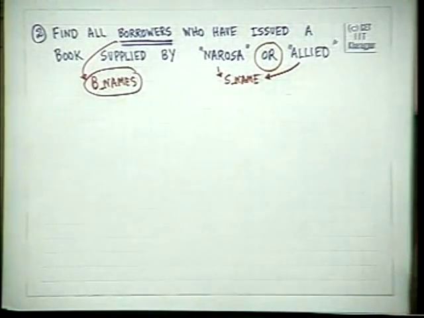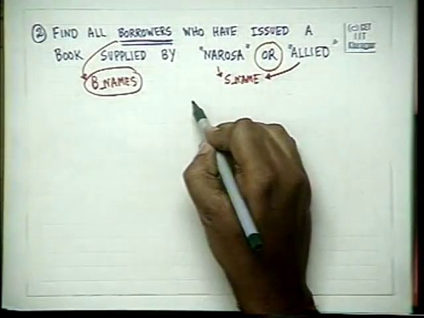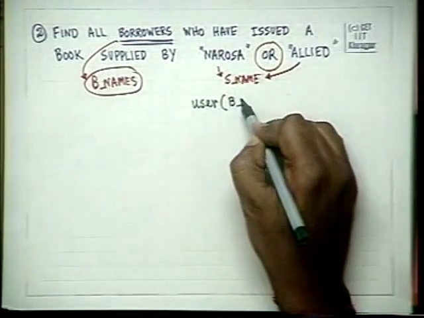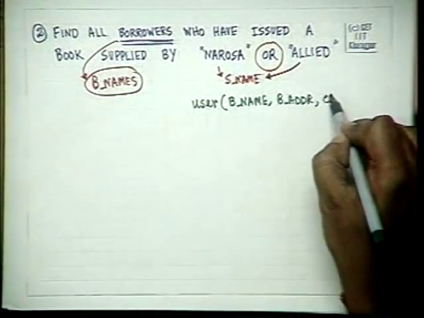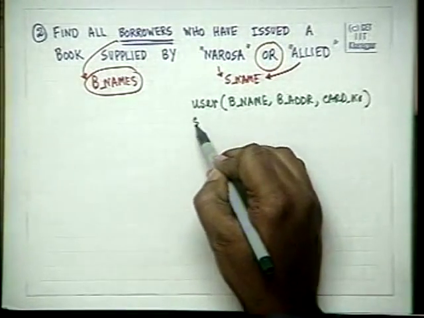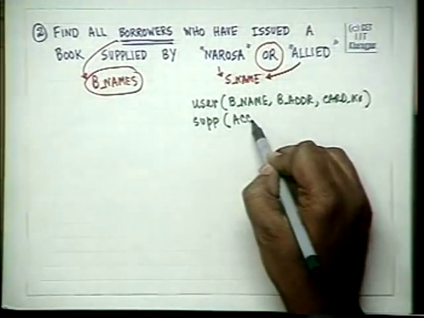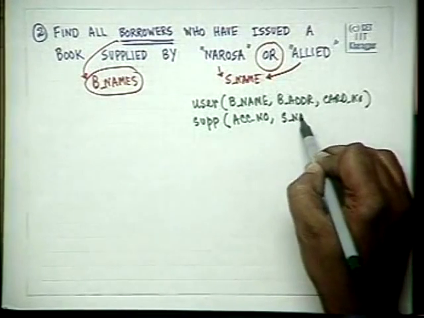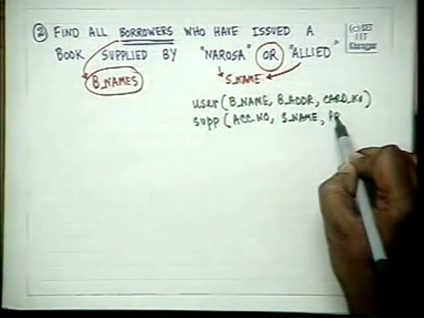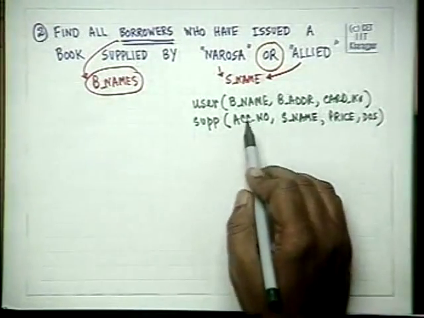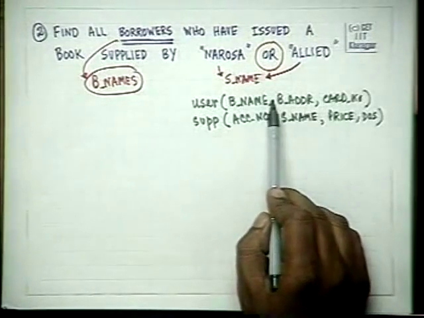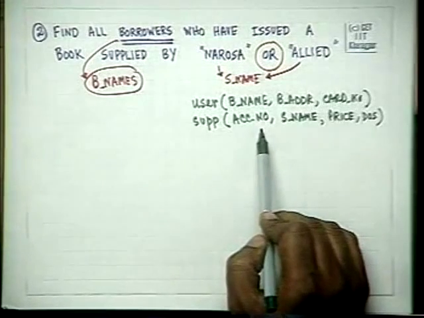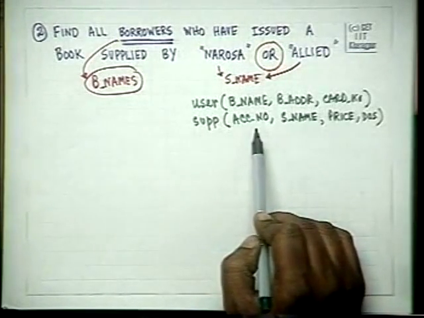Now what are the relations where we will get these results? We have got the user relation where we have got the borrower name, borrower address and card number. We have got the sup relation where we have got the accession number, the supplier name, and we have got price and date of supply. But these two together will not be able to resolve this query because they have nothing in common, and to know which book has been issued, and whether that book has been supplied, we are going by accession number, we are not going by titles here, we are just going by accession numbers. If we go by titles, it becomes a little more complicated, but it is similar in nature.